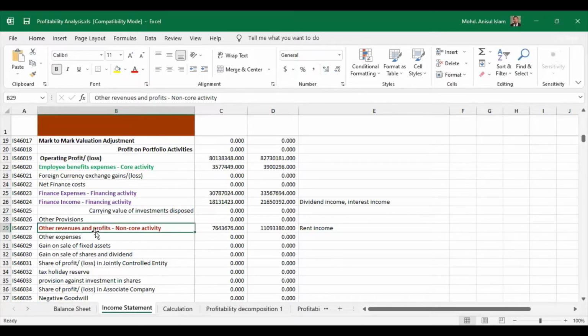Now let's try to identify the reason why they are generating this kind of income. What they have done is they have let out a portion of their factory in Mohali as a sublet. So they generate income from there. That's why this kind of rental income has been included as other operating income. It's not part of the financial income or part of the operating income from sales.